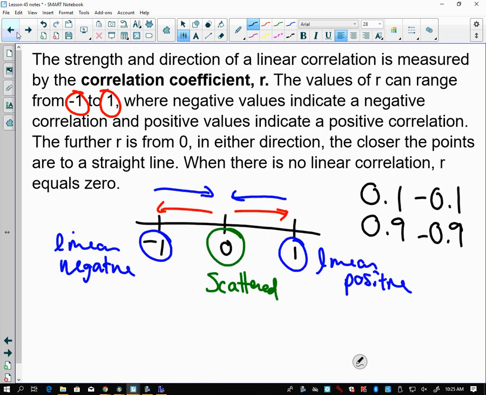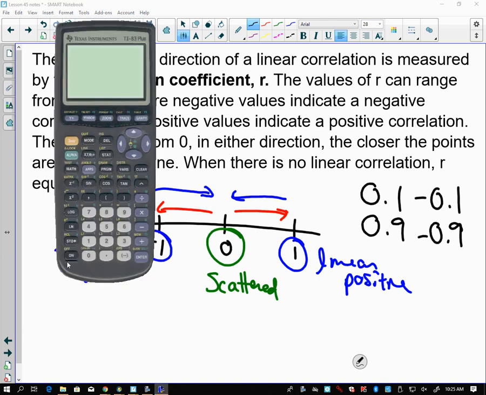I want you to get your graphing calculator out because we're going to have to affect a setting in this so that we can actually get an R value. Your calculator will give you an R value, but only if it knows to give you an R value. Okay? So to do that, we're going to hit second, and we're going to hit 0, which is going to be catalog. Okay? Are we all there?